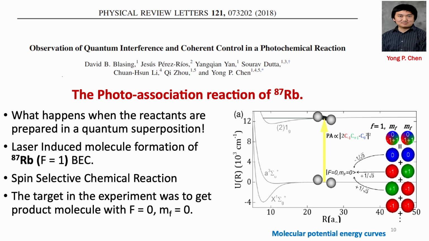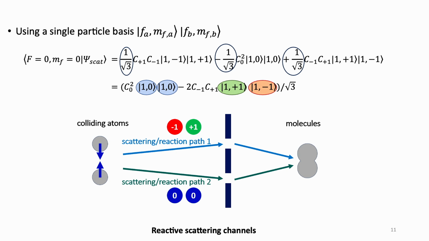So let me be a little bit more specific here. Remember, this is hyperfine structure F equals 1. So for M sub F, you have 3 states: 0, -1, and +1. And they show that in this kind of experiment, you have 2 channels, or 2 reaction pathways, that lead to the total F equals 0. So you can scatter with 0, 0, or scatter with -1, +1, or +1, -1. So they think about this kind of experiment as a two-slit experiment, and they examine the interference between the 2 pathways.